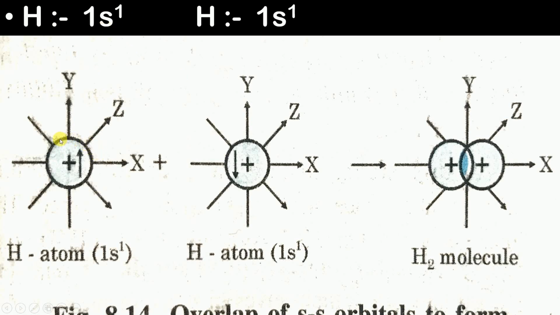And we have represented this 1s orbital by a sphere. As we all know, the s orbital shape is spherical. So we represent this 1s1 orbital of this hydrogen atom as here, and we are drawing an upward arrow, which indicates that the electron is moving in a clockwise direction.